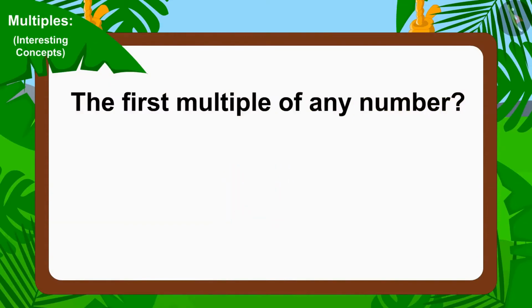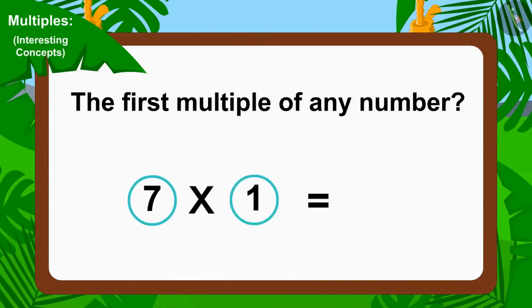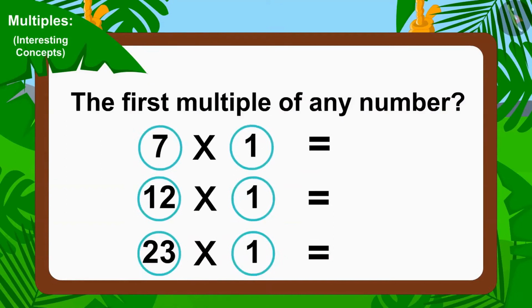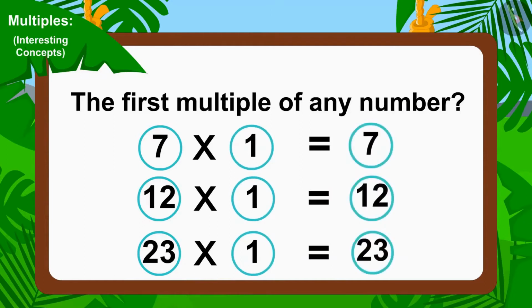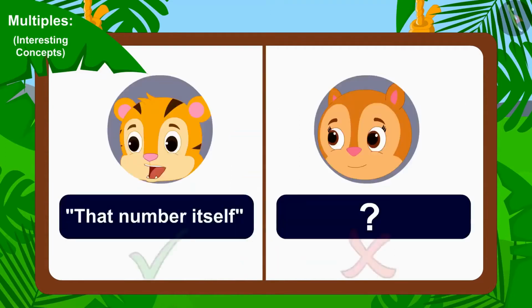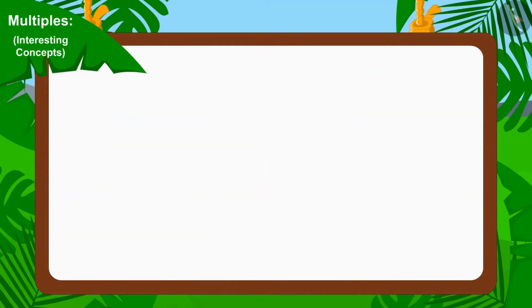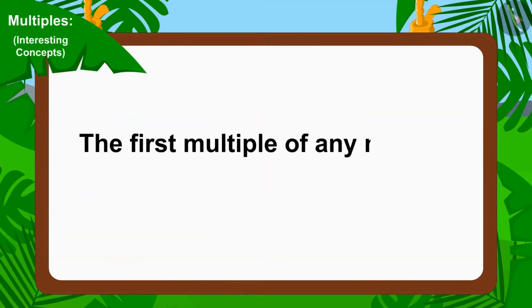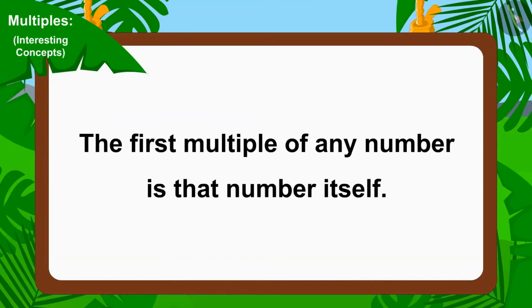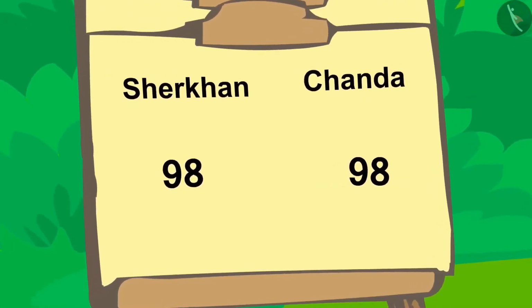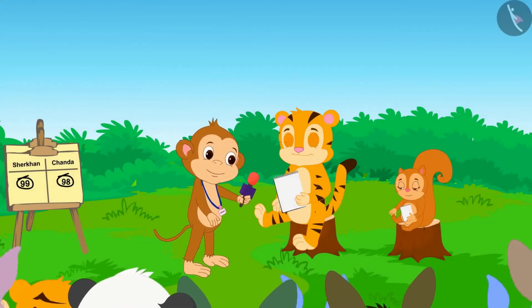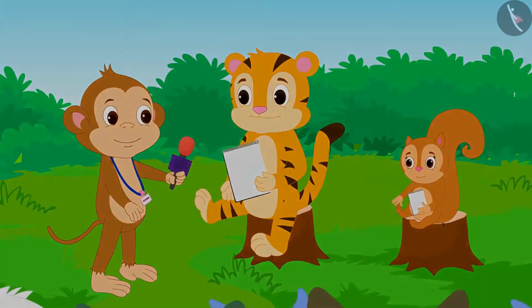Exactly! We must multiply that number by 1. And if we multiply any number by 1, the answer will be the number itself. So Sher Khan's answer is absolutely correct. The first multiple of any number is that number itself. Sher Khan is now 1 point ahead of Chanda. Let's see what is the next question of the competition.